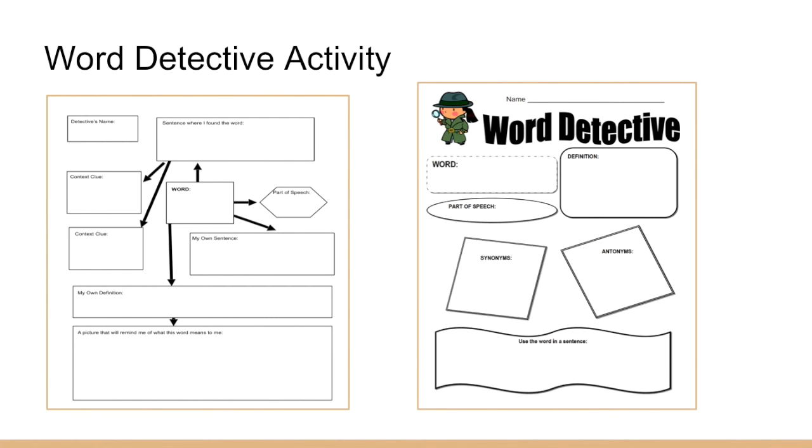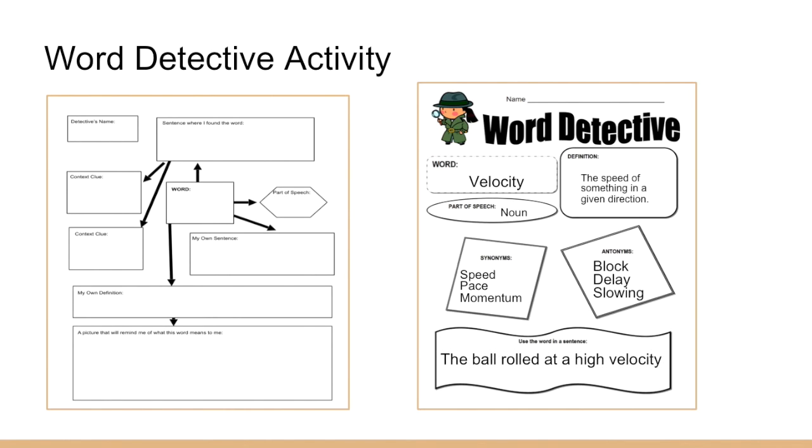Anyways, as you can see, there are two templates, one on the right and one on the left. So let's take this into a context of how you use this in a classroom. Let's just say the difficult word was velocity. The part of speech would be a noun. The definition would be there. The synonyms: speed, pace, momentum. The antonyms: block, delay, and slowing. And the use of the word in a sentence.